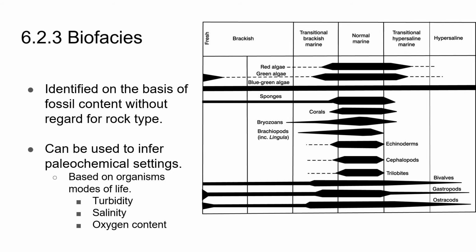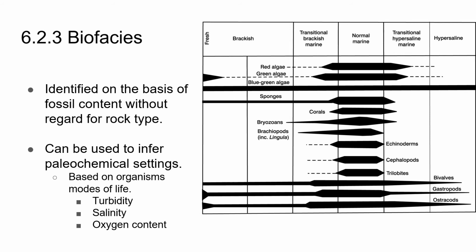So if we're looking at, let's say, a package of rock, and we notice that we have a lot of sponges and blue-green algae and maybe some, I don't know, bivalves. Looking at how many we have, we can start to make some ideas. Are we looking at a normal marine environment or traditional brackish or full brackish? Is it hypersaline? We can start getting these ideas depending on where we find these organisms today.